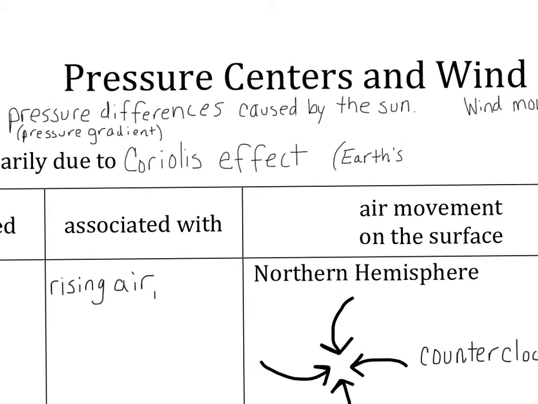By pressure centers, we can really also call these pressure systems. Do yourself a favor and look up some weather maps right now and look at what these pressure systems look like on a weather map, because they're rather large. These can easily be the size of like half of the United States.